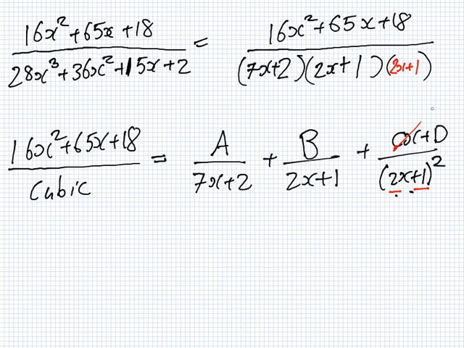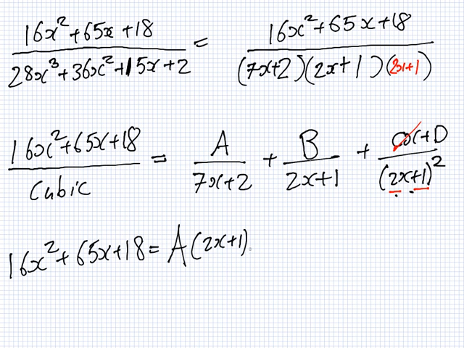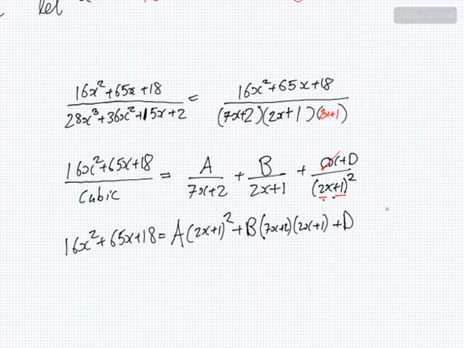Now what's the next step? Multiply by the 3 factors, so you're left with 16x squared plus 65x plus 18 equals a times, who can tell me this? 2x plus 1 squared. Plus b times 7x plus 2. Very good, plus d times 7x plus 2.